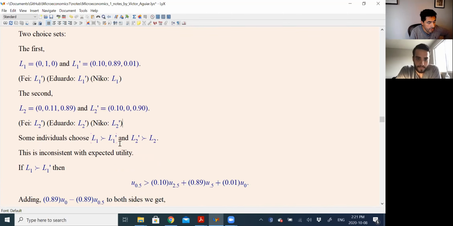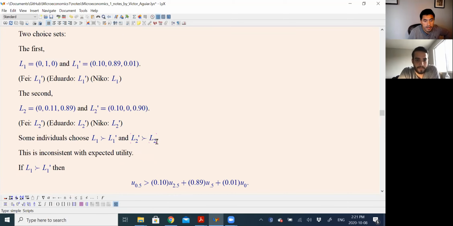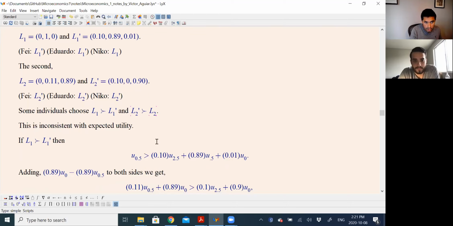So now, some individuals like Nico like L1 over L1 prime and L2 prime over L2. So I just found out that Nico is not an expected utility maximizer. We're going to think about Eduardo and Faye later. But for Nico, why can he not be an expected utility maximizer? Well, if L1 is better than L1 prime, then it has to be that the utility of 500,000 with probability 1 is greater than the expected utility of the other lottery, which weights 0.10 of u of 2.5 million, 0.89 of u of 0.5 million, and 0.01 of u of 0.